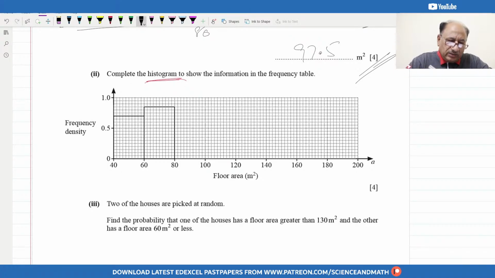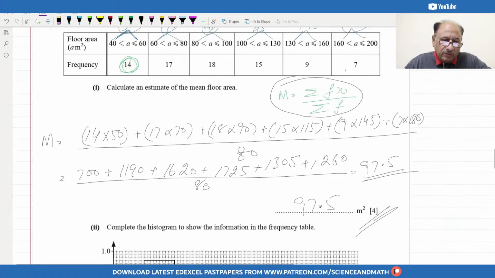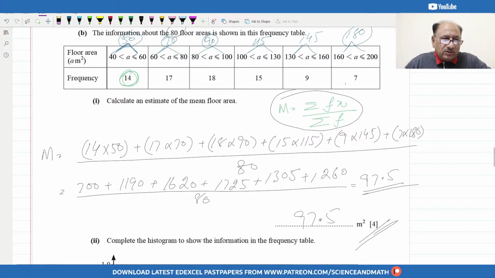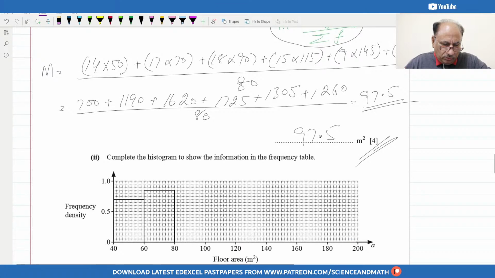Now the next question is basically a histogram. Complete the histogram to show the information in the frequency table. We have to show this information on the histogram.